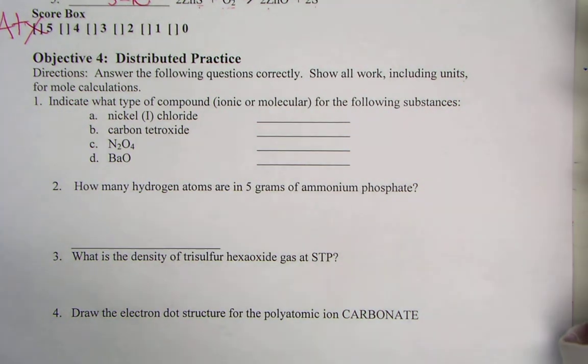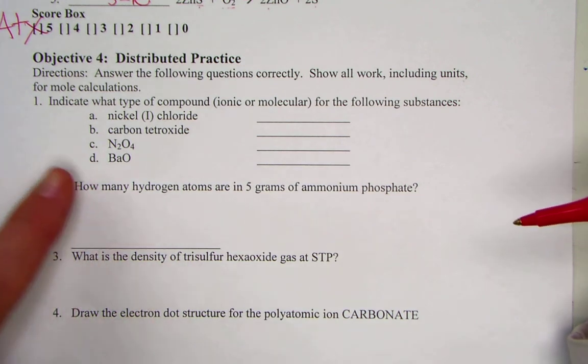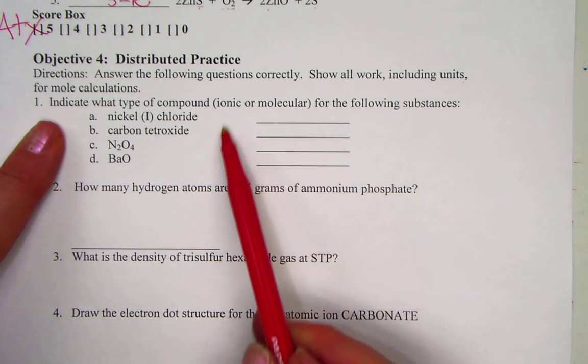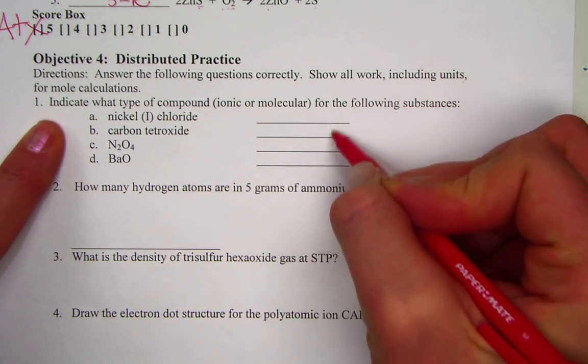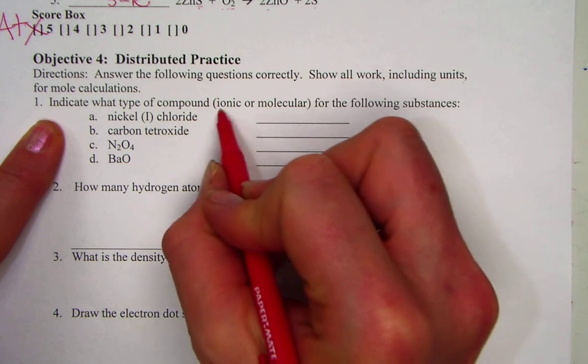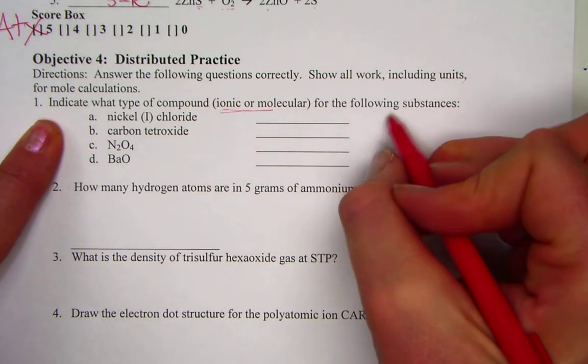Fourth objective is a distributive practice. This is the first part of our chemical reaction, so each part will have its own separate DP section. First skill being tested is to recognize ionic versus molecular. So tempting to start naming and writing formulas. Be careful, reader. I just want I or M.